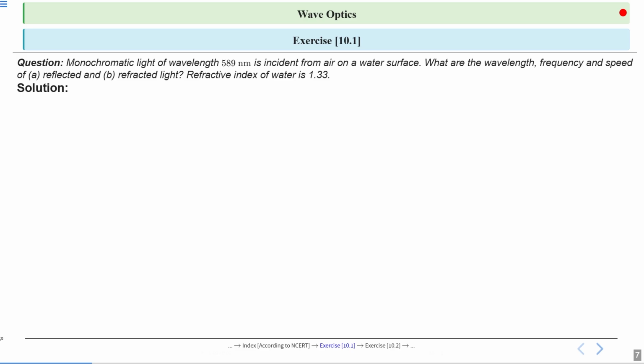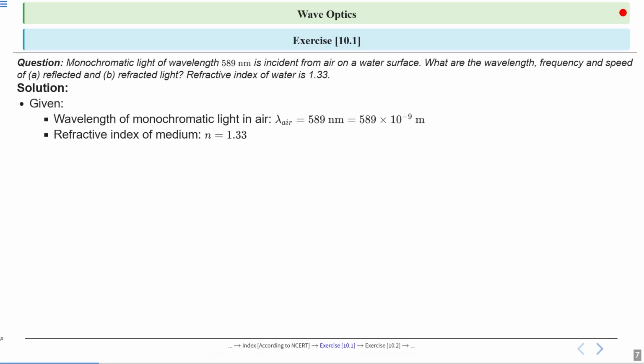The question asks for the wavelength, frequency and speed of both reflected and refracted light. So let's start with the given information. We know the wavelength of the monochromatic light in air is 589 nanometer, which we convert to meters as 589 × 10^-9 meter. So we are converting it into the SI unit, meter.